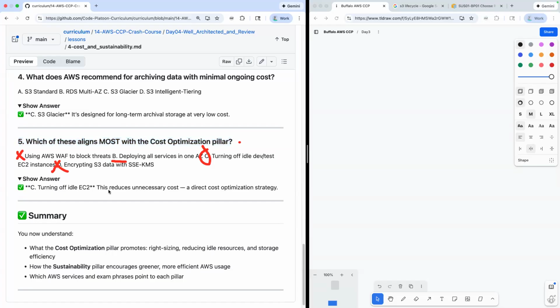Yes, sir. Turning off idle, turning things off, minimizing, and good resource utilization and right sizing is always going to be a good cost optimization strategy.